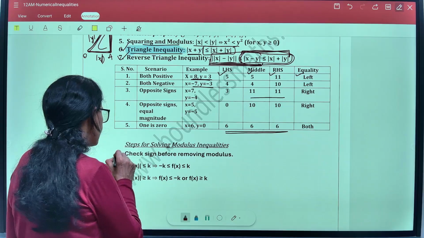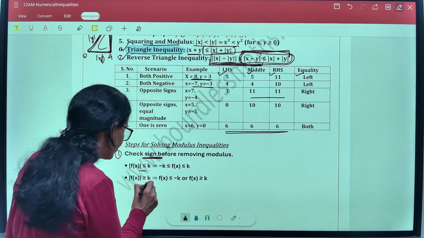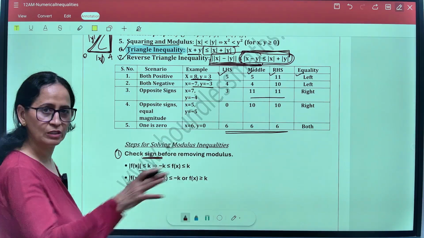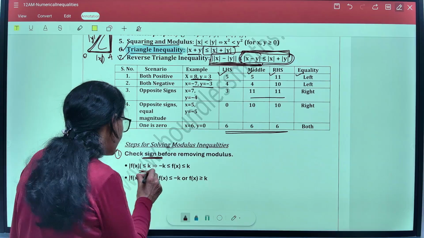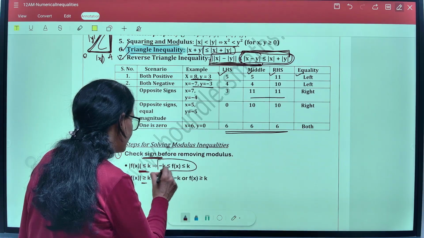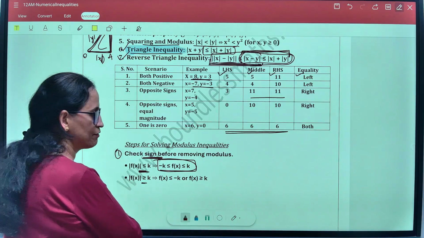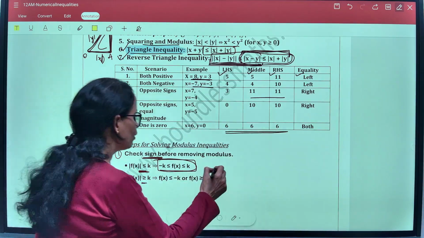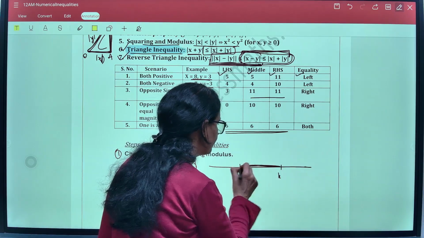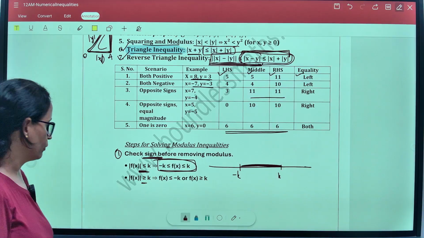So the first step is check the sign that is given to you in the question, whether it is less than equal to or greater than equal to. Less than equal to or less than, treat it similarly. Greater than, treat it similarly. So if it is less than or less than equal to, what you do is split that function, write that function in this form. Whatever is the constant given to you, minus on the left side, positive on the right side, because it is referring to that area on the number line which is between these values of minus k and k. This is the modulus function.